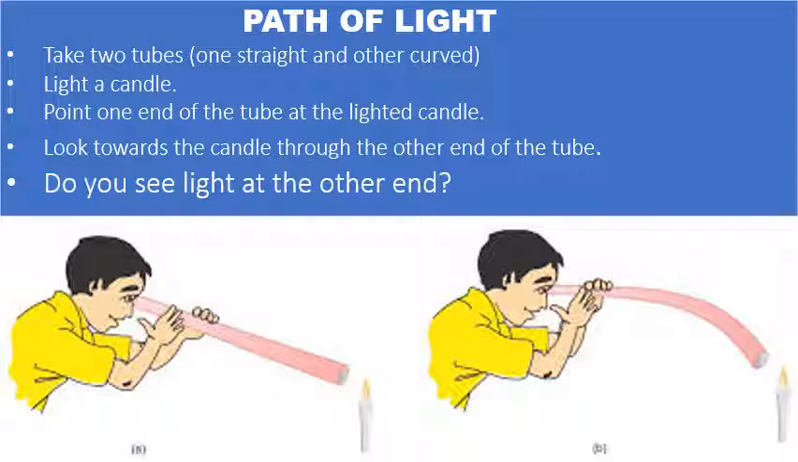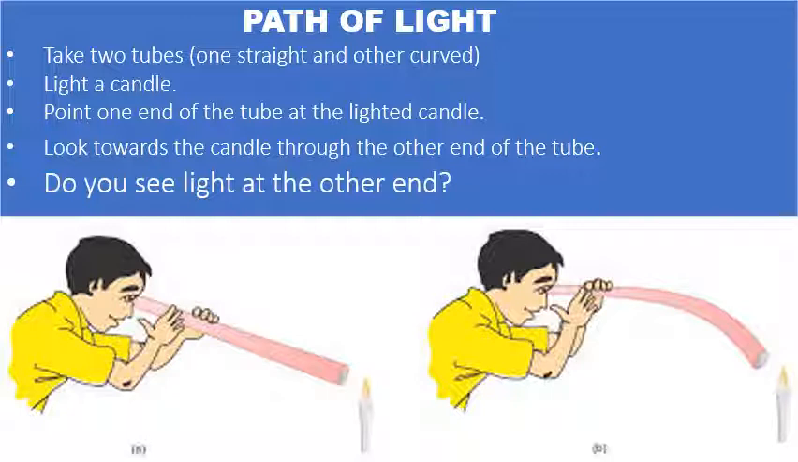Take two tubes, one straight and the other curved. Light a candle. Point one end of the tube at the lighted candle. Look towards the candle through the other end of the tube. Do you see light at the other end? Now repeat the activity with the straight tube also. Now check, do you see light at the other end?